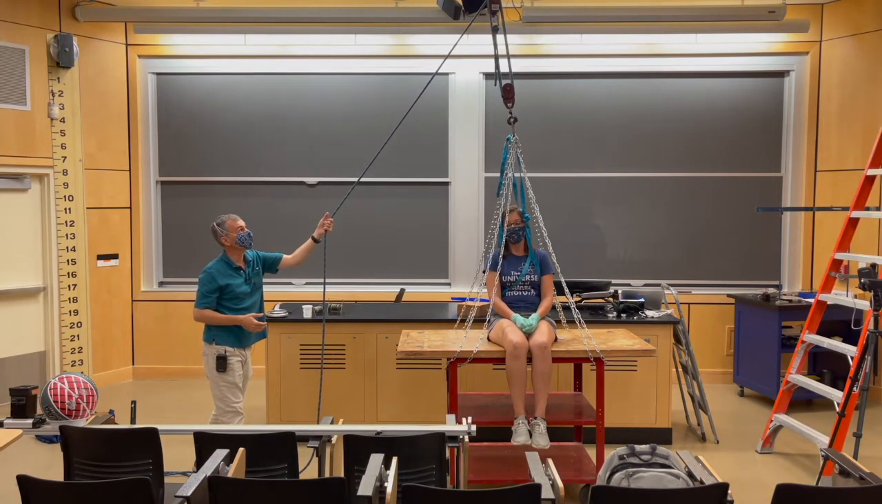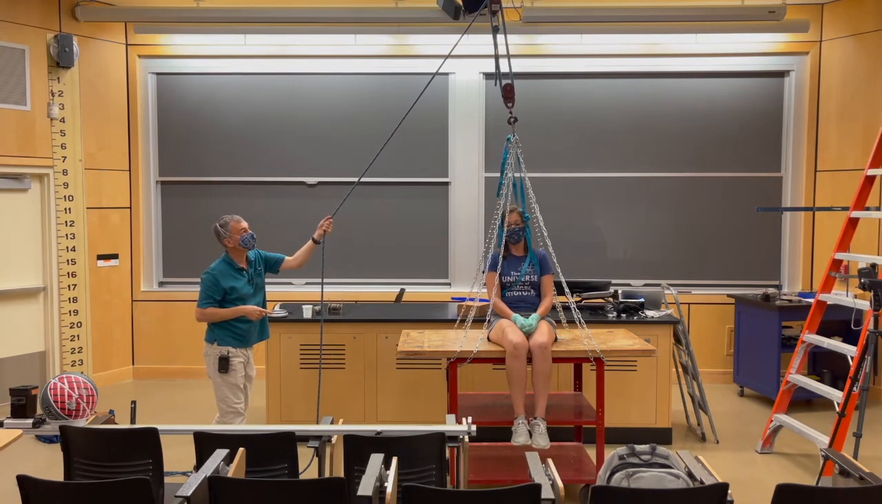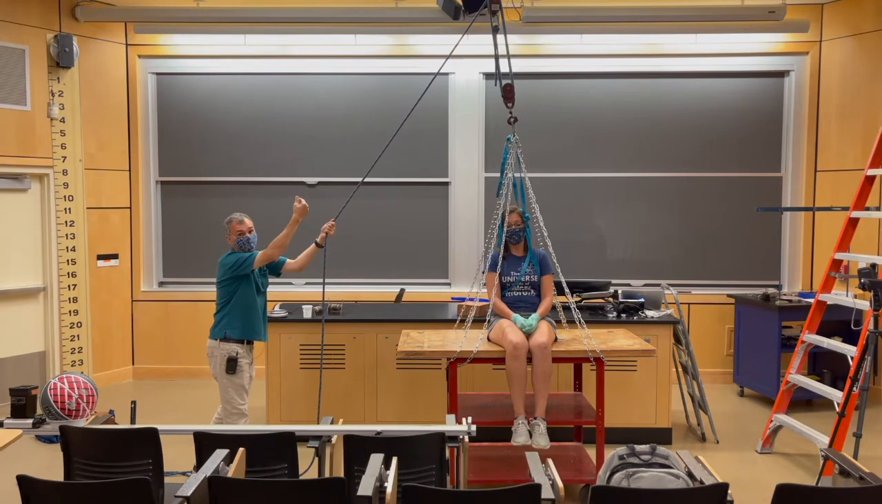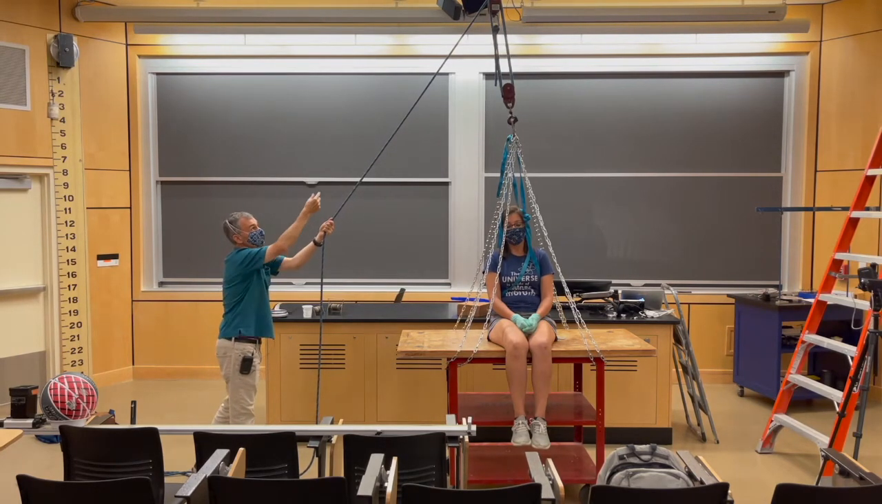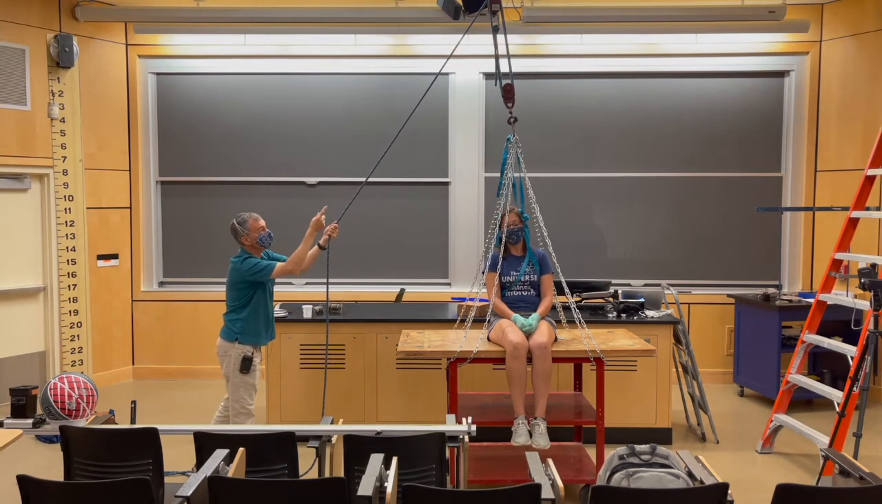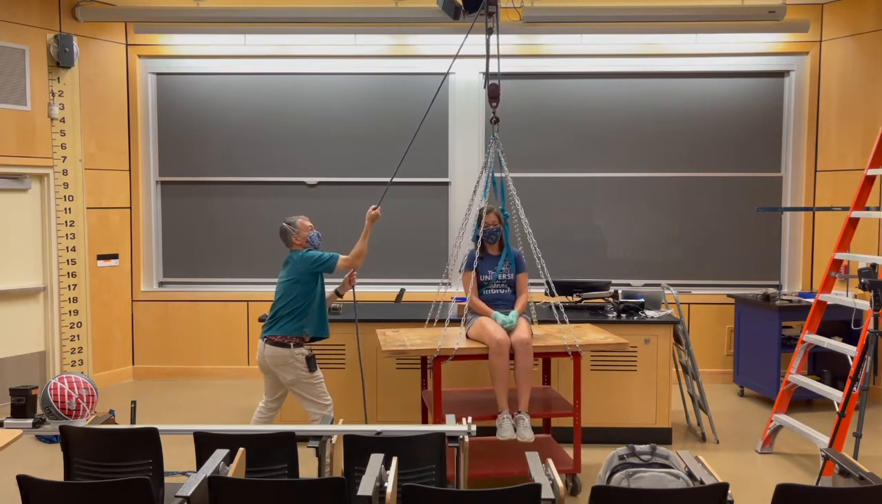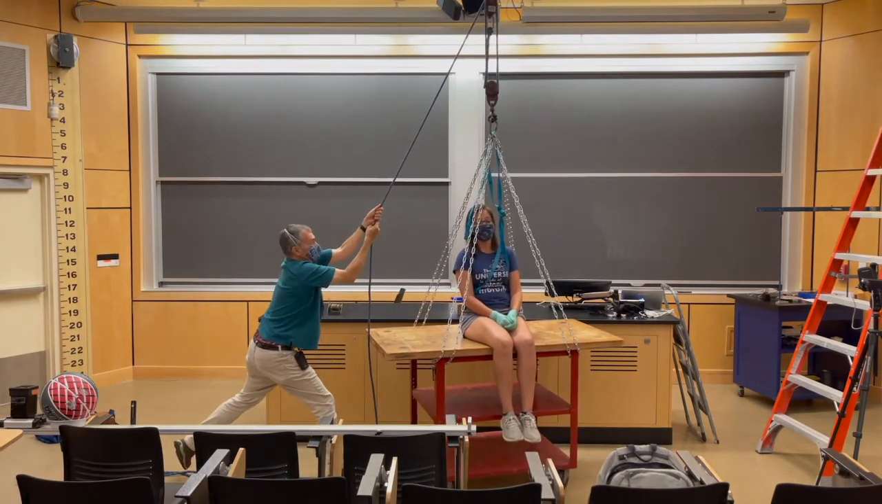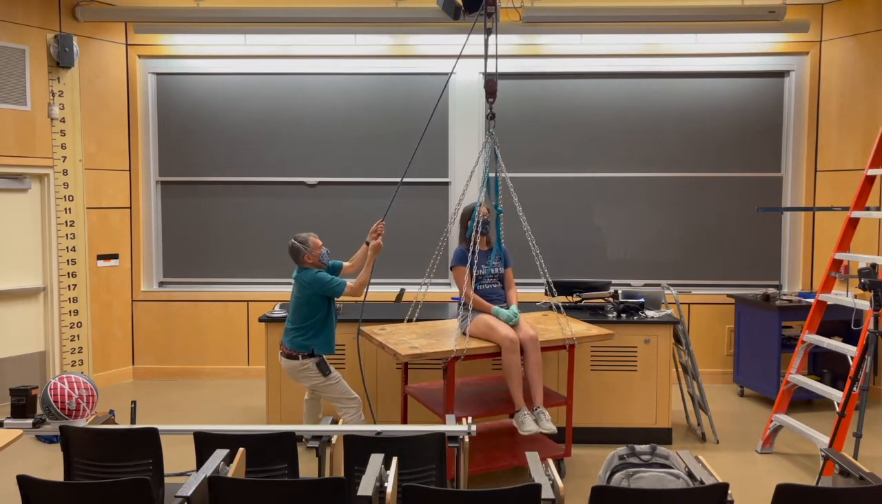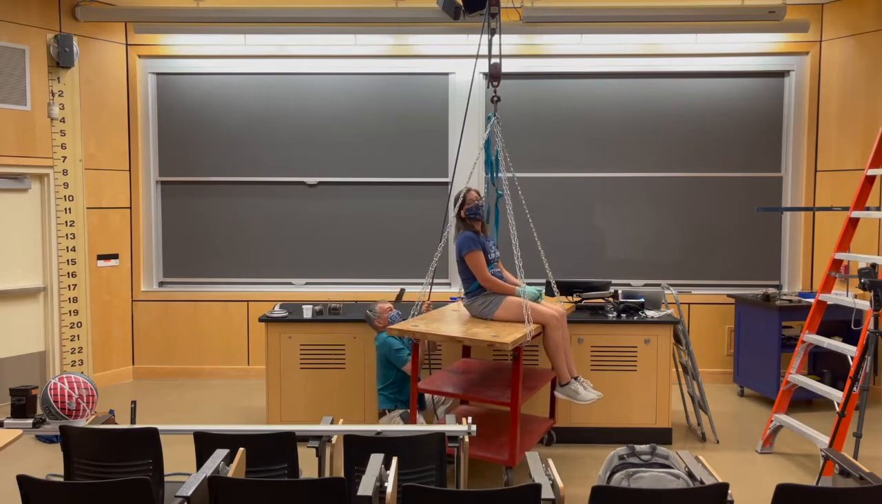And one way to see that is, in order to make Mary go up, let's say, half a meter, I would have to pull my end of the rope down 2 meters, and then the work is the same. So a small force times a big displacement is the same amount of work as a big force times a small displacement. Let's see if we can make Mary go up. Oh yeah, I'm up. Mary is up.